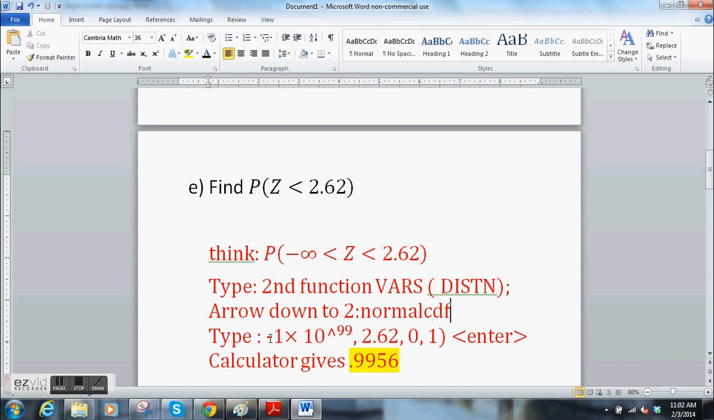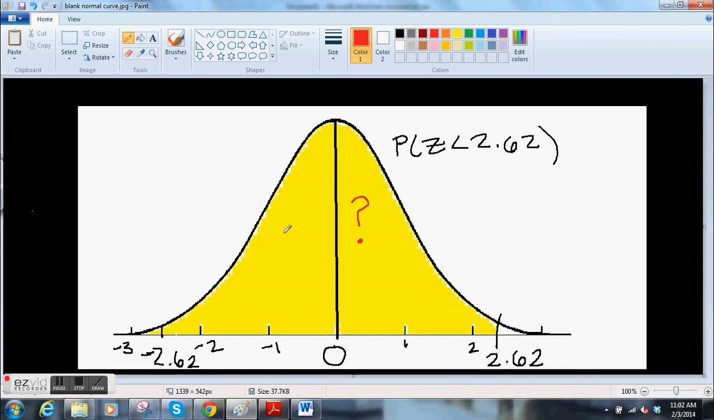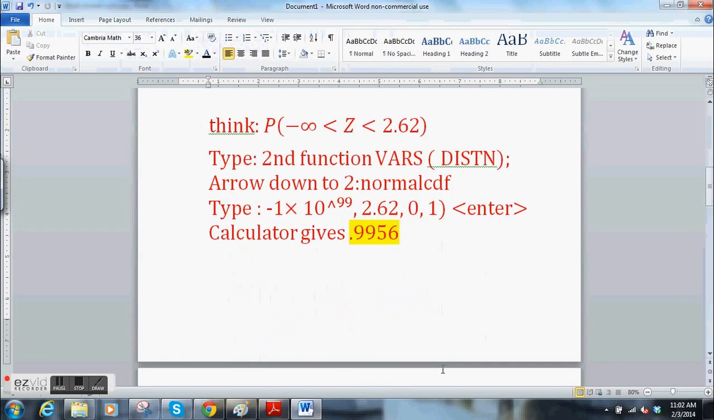So what you're doing, you arrow down here. When you come to typing, you hit -1 times 10 raised, this little raised to the button, 99, comma, 2.62, comma, 0, comma, 1. Close the parentheses, just a regular one, don't do a bracket. Hit enter, and your calculator gives you 0.9956. Okay? So we say fine. We know this area here is equal to 0.9956. Great, love it.